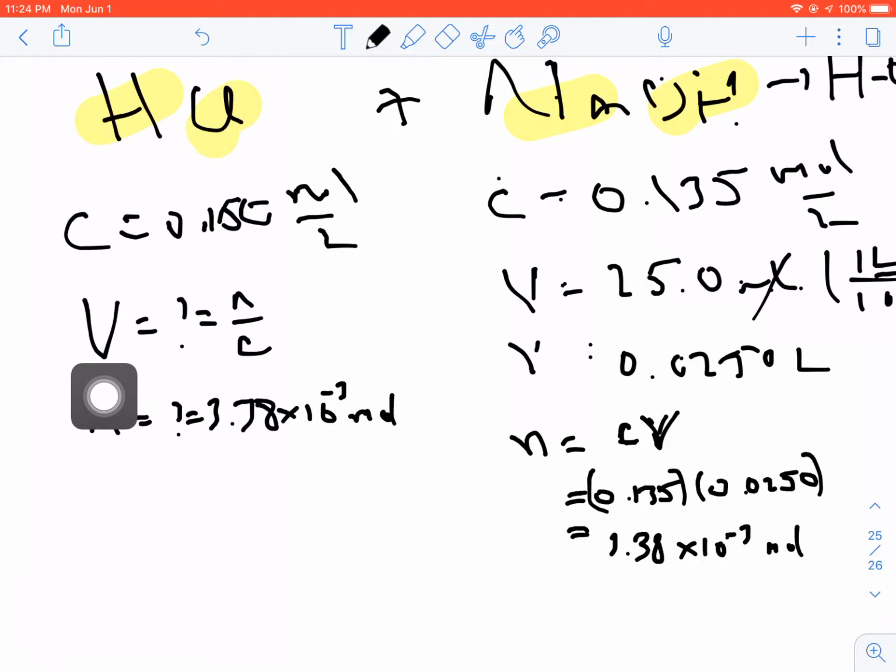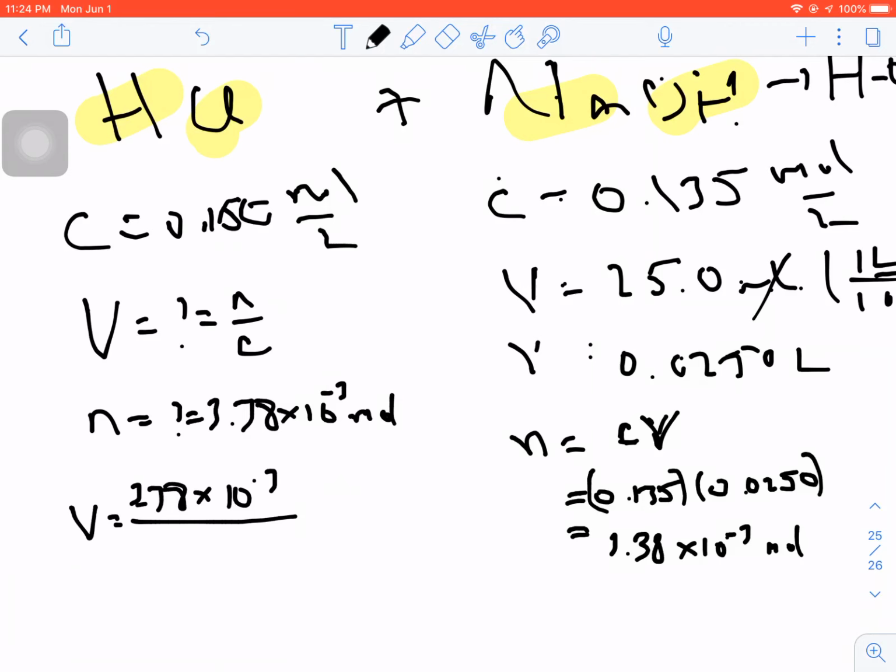Okay, so now I can calculate the V, the volume of acid, because I know N and I know C, given in the question. So I can calculate my V now. N over C: 3.38 times 10 to the power of negative 3 moles, divided by my concentration of 0.150 moles per liter. So I'm just going to take my number of moles here, divided by 0.15. I'm getting 0.0225 liters.